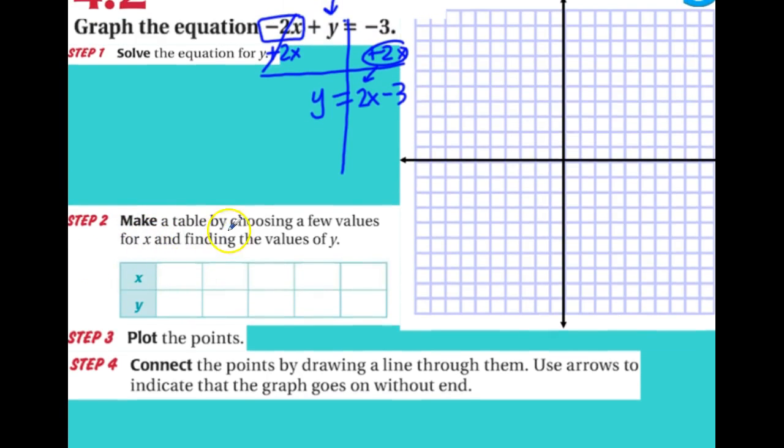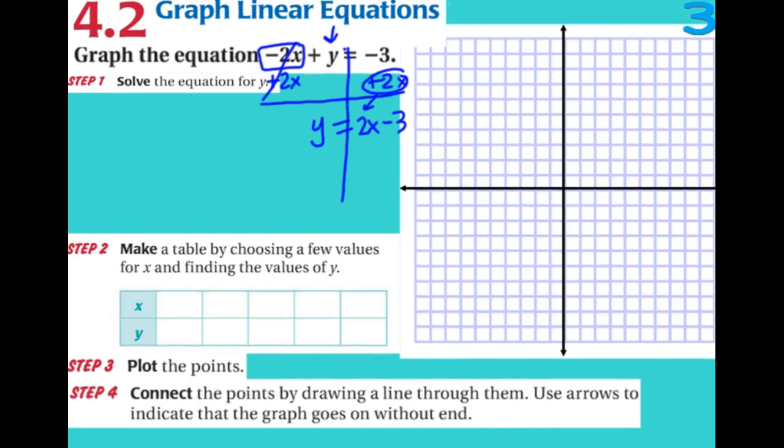Now it says, make a table by choosing a few values for x and finding the value for y. Now if they don't tell you what to plug in for x, I like to plug in 0 because it's in the middle and it's easier to multiply and add 0. And a couple positives, 1, 2, and a couple negatives, negative 1 and negative 2. If you picked numbers just like 0, 1, 2, 3, 4, 5, your graph might not fit on here, so we want to pick some that are as close to the middle as we can. So first, I'm going to plug in a negative 2.